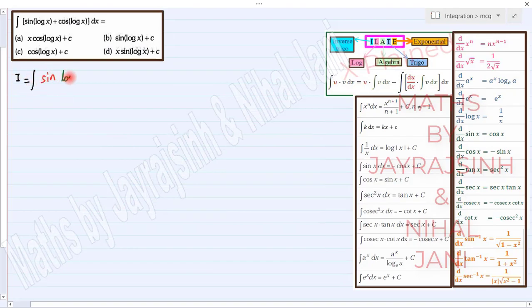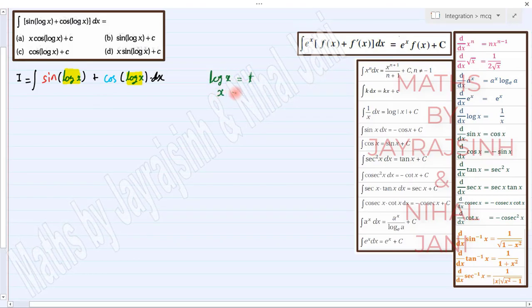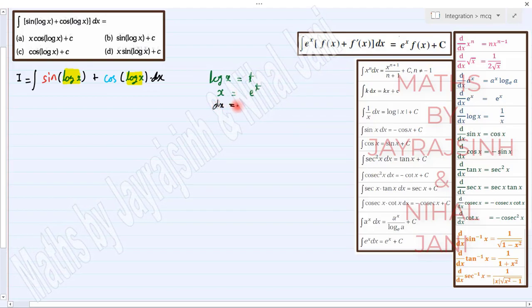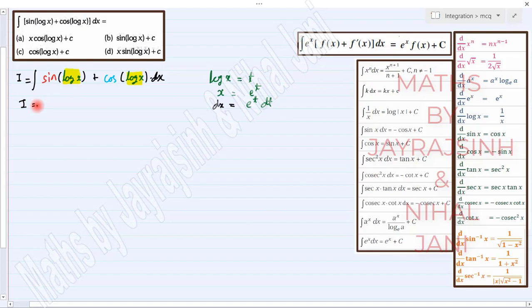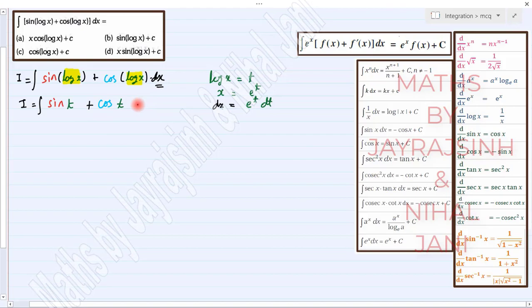Here we have to integrate sin(log x) plus cos(log x). Here your inner function is log x. So let's assume log x is equal to t. So you will get x is equal to e raised to t. Differentiating both sides, we will get dx is equal to e raised to t dt. So let's modify our integration. We will get sin t plus cos t, and your dx is nothing but e raised to t dt.